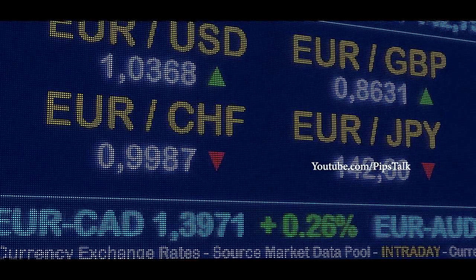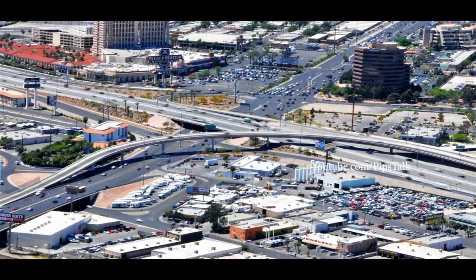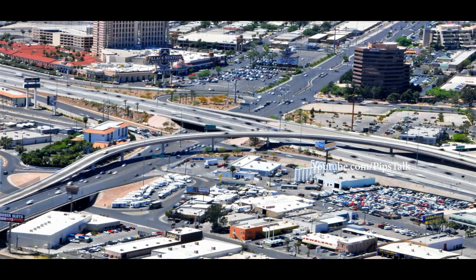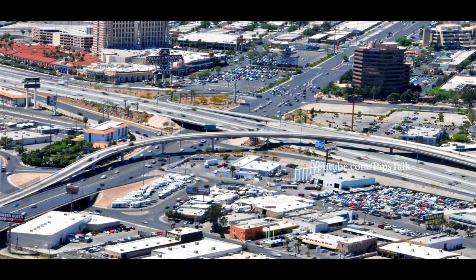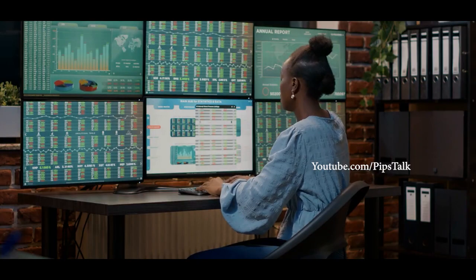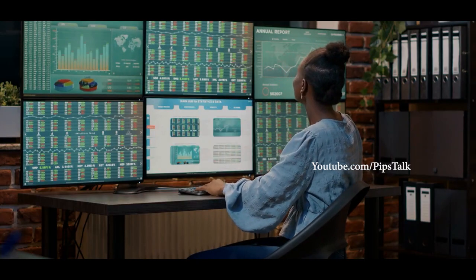3. Reduced false signals. False signals are a trader's bane. By incorporating multiple time frames, you can filter out many false signals that may appear on a single time frame. This leads to more accurate and reliable trade setups.